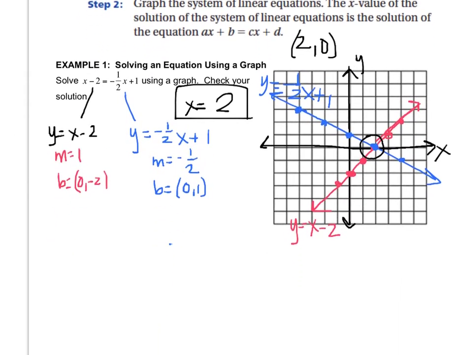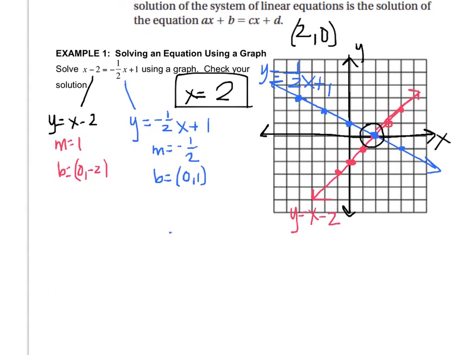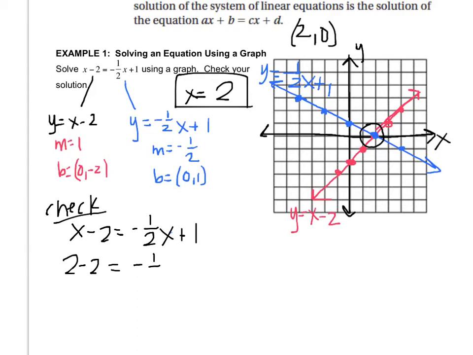We have to check it by just plugging in 2 into the original equation and making sure that it works. So let me plug in. 2 minus 2 is 0. That's negative 1, and negative 1 plus 1 is 0. So it does check.